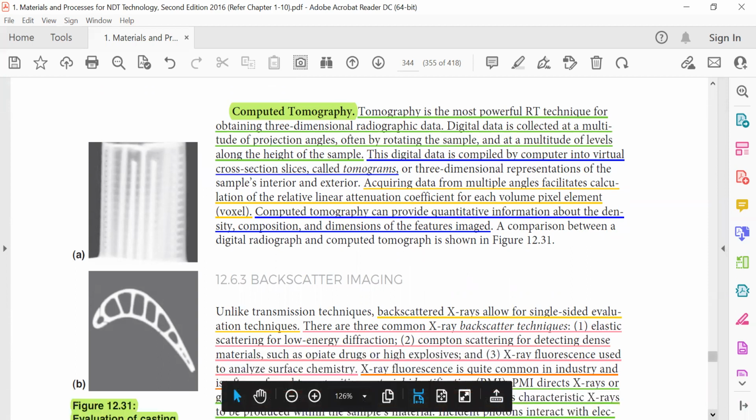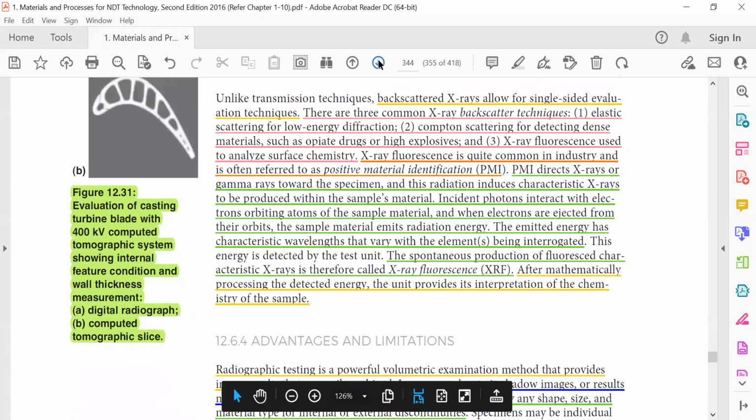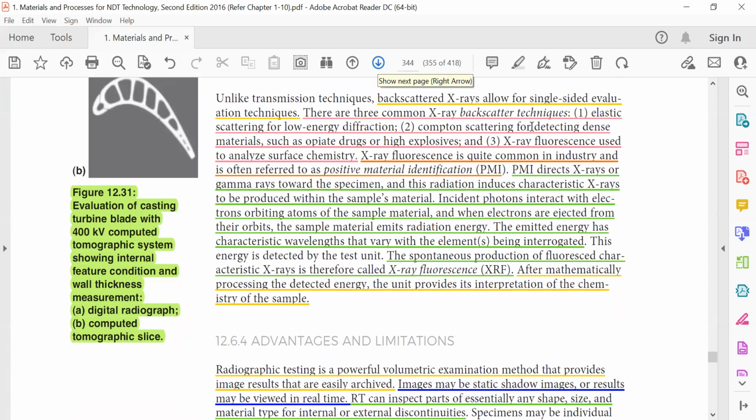Backscatter imaging. Backscatter X-ray allows for a single-sided evaluation technique. There are three common X-ray backscatter techniques: elastic scattering for low energy diffraction, Compton scattering for detection of dense material such as opaque drugs or high explosives, and X-ray fluorescence used to analyze surface chemistry.